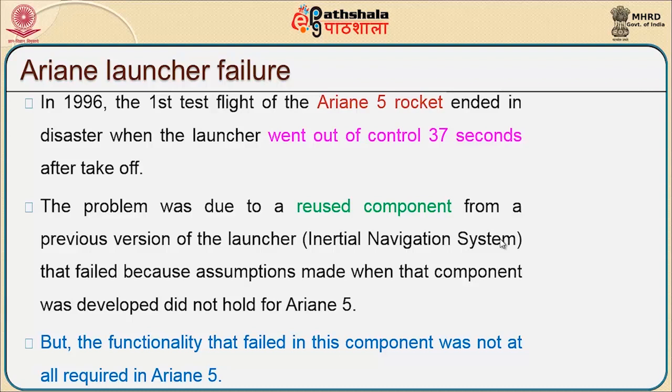The inertial navigation system failed because the assumptions made when that component was developed did not hold for Ariane 5. But the functionality that failed in this component was not at all required in Ariane 5. So this is one specific problem that we may have to look at. The functionality that the component already had may not be required for the new software at least. In that case, if we build on top of it, that may also lead to a failure. That is one of the instances that we have quoted here which led to failure, even though that functionality was not at all required.